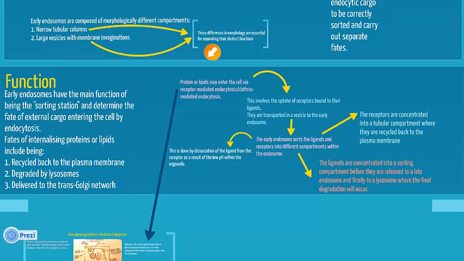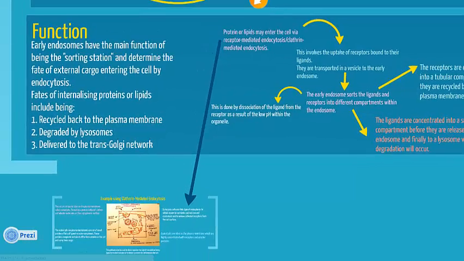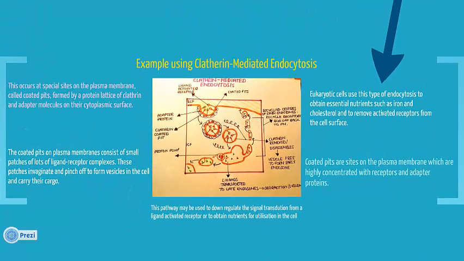The early endosome sorts the ligands and receptors into different compartments within the endosome. The receptors are concentrated into a tubular compartment, where they are recycled back to the plasma membrane by recycling endosomes, whereas the ligands are concentrated into a sorting compartment before they are released to a late endosome, and finally to a lysosome, where the final degradation will occur. This is an example using a diagram to explain the steps.